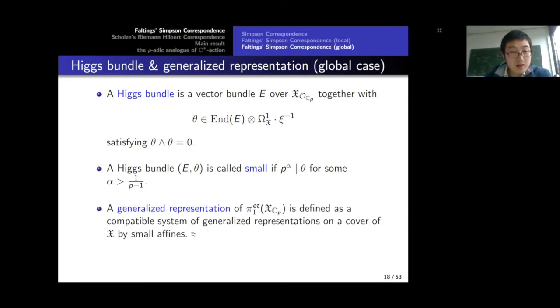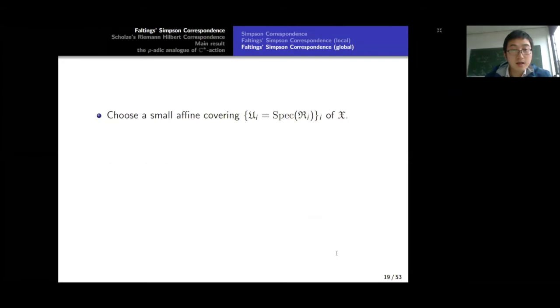And here, the global generalized representation of this fundamental group is defined to be a compatible system of generalized representations on a cover of X by small affines. And small means it is locally small. Okay, this is for Higgs bundles and generalized representations in the global case.